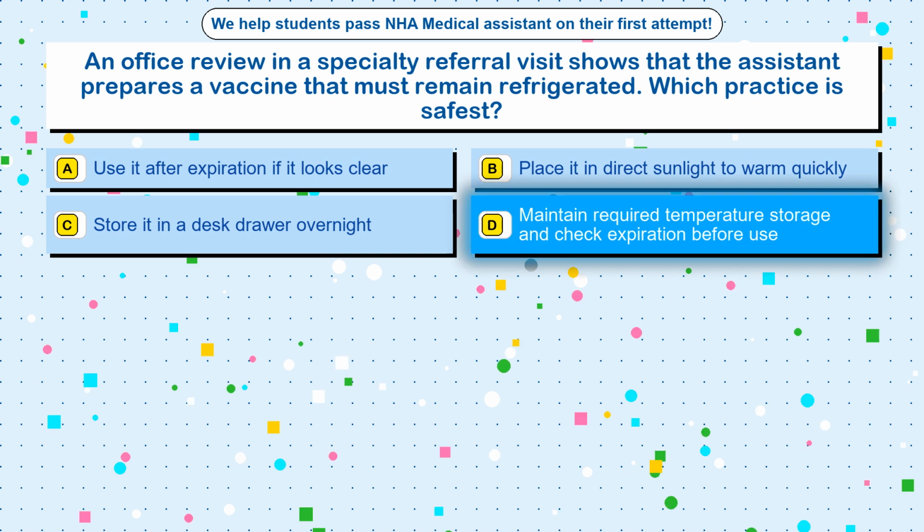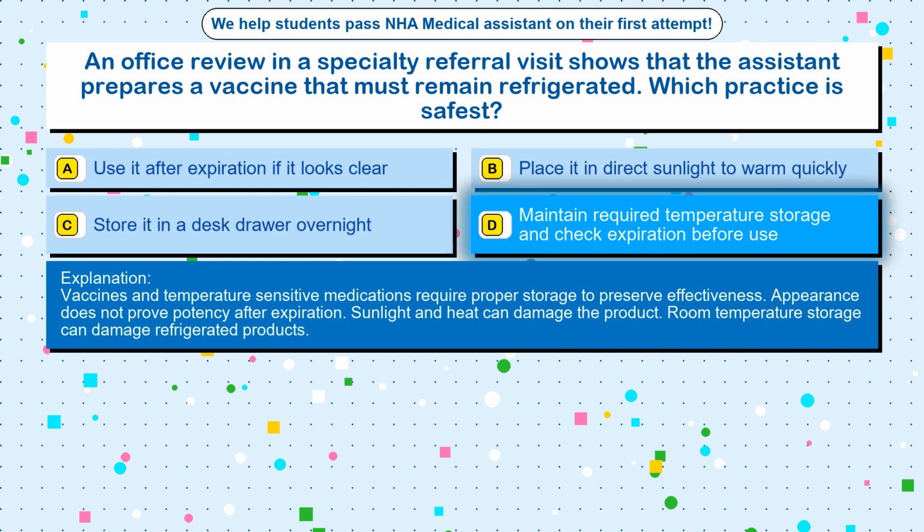The correct answer is option D. Maintain required temperature storage and check expiration before use. Vaccines and temperature-sensitive medications require proper storage to preserve effectiveness.